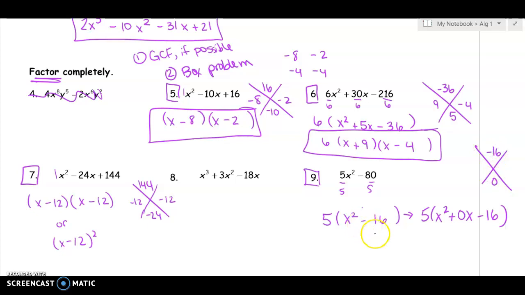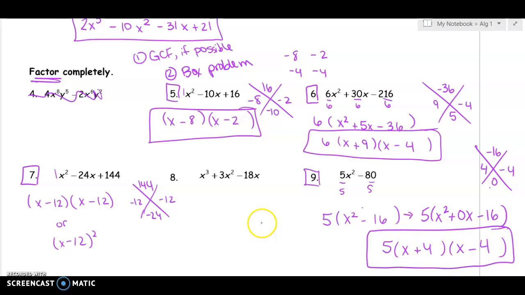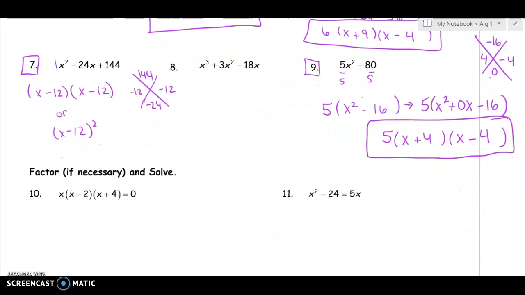So if there's no x to the first, you can always put a plus 0x. What multiplies to be negative 16 and adds to be 0 will be 4 and negative 4. We'll put the GCF out in front. 2 sets of parentheses. X goes in the beginning of both. Positive 4 is plus 4, minus 4 for the negative 4. And then you stop. Okay? That's known as the difference of two squares, which you'll learn more about in Algebra 2.